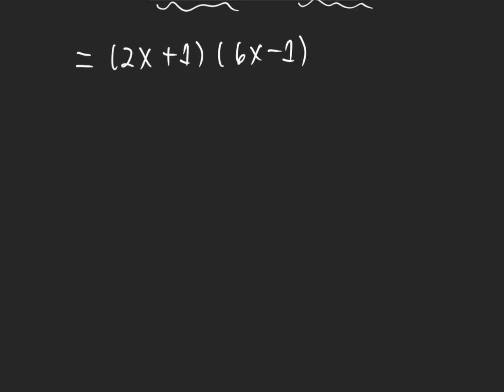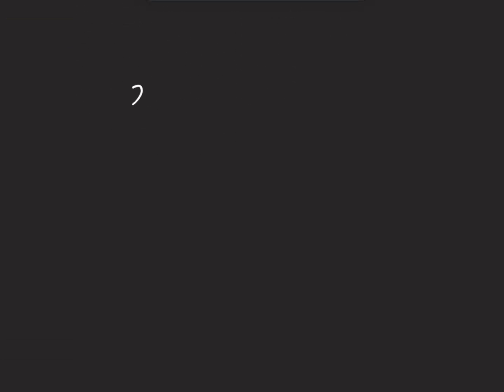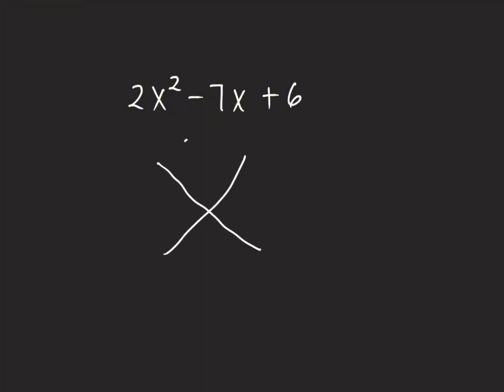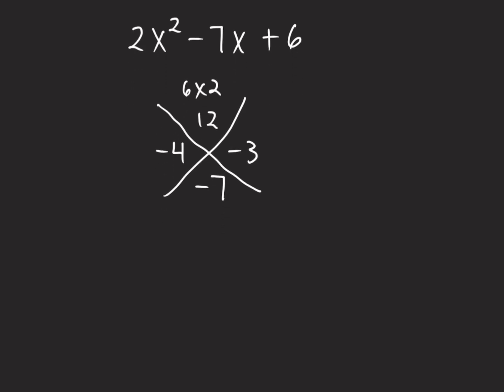Okay, now let's go on. We got two more questions here. So we have 2x squared minus 7x plus 6. So once again, we'll do our cross method. And in this case, we're multiplying 6 and 2, which is 12. And in the bottom is -7. So two numbers that multiply to 12 and add to -7. Well, how about -4 and -3? All right, so now we have 2x squared minus 4x minus 3x plus 6.